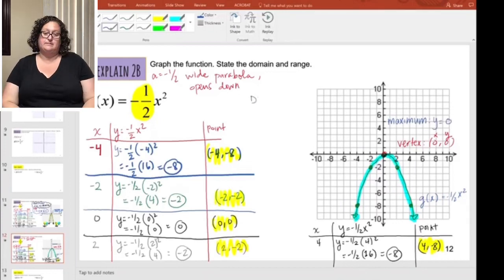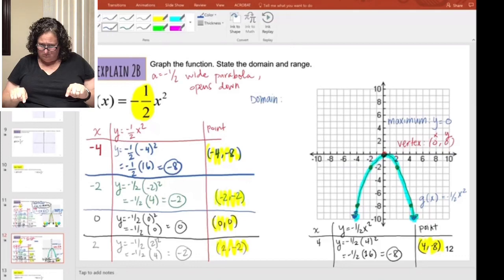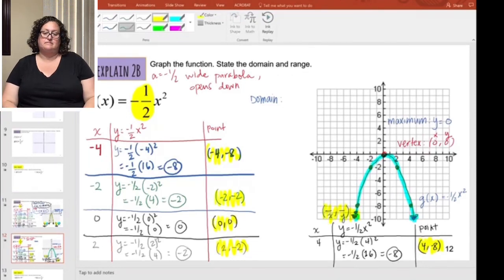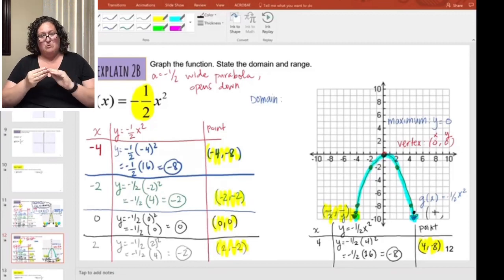For the domain, where do our x values begin? Well, if we look at the ends of our graph, we can't really pinpoint where our x values begin. We know that our x value is negative, and we also know that our y value is negative. And for the right end of the graph, we know that our x value is positive and our y value is negative.